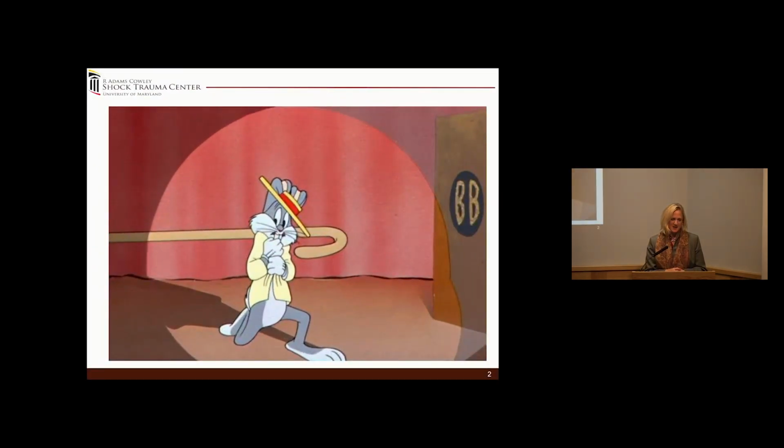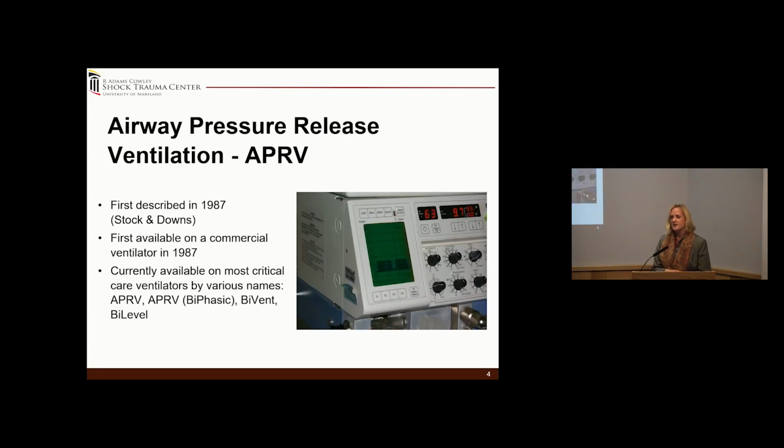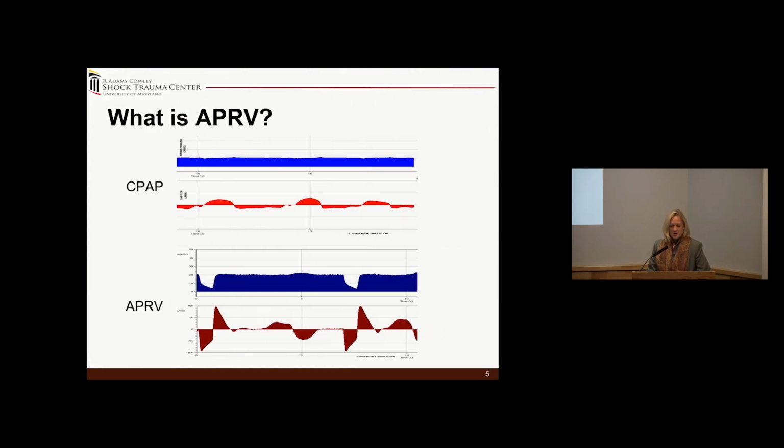Leslie's going to end up pulling me off the stage, I know, but I've got a lot to cover here. So first, theory. Let's talk about airway pressure release ventilation. It's been around, and a lot of people have never used it before. It's still very misunderstood, but it's been available since 1987. It was first available on this ventilator, and you can see that was our screen. That's all you had to work with, so it was a little challenging, but it's available now on most any critical care ventilator. You might see it named by vent, by level, by phasic APRV, but they all generally have the same idea.